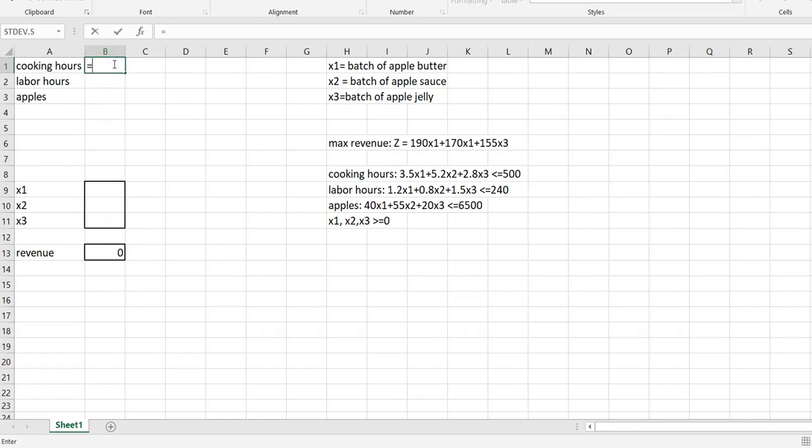Okay, our cooking hours equals 3.5 times X1 plus 5.2 times X2 plus 2.8 times X3. B9, 10, and 11 are the X's. And the cooking hours have to be less than 500. Labor equals 1.2 times X1 plus 0.8 times X2 plus 1.5 times X3. And that's less than 240. Okay, apples equals 40 times X1 plus 55 times X2 plus 20 times X3. And that's less than 6,500.